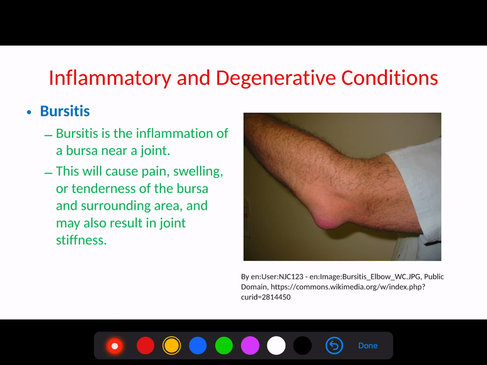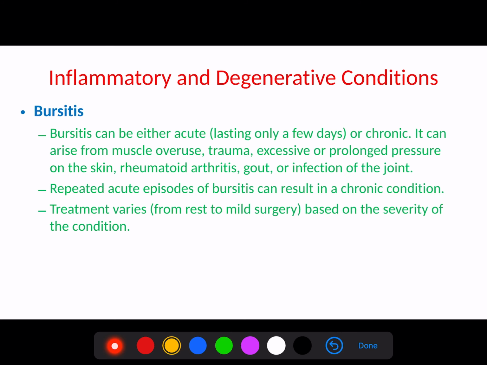Last few slides. These are about some diseases and problems with the joints. The first case is bursitis. This is inflammation of the bursa near a joint. Usually this is because of overuse. This will cause pain, swelling, and tenderness of the bursa. Sometimes it will lead to joint stiffness, and it's usually treated with rest and anti-inflammatory drugs.